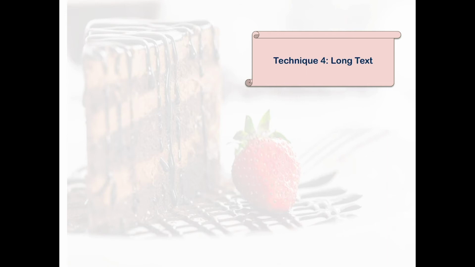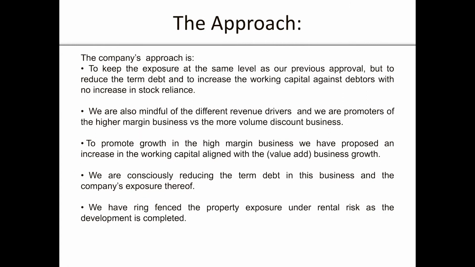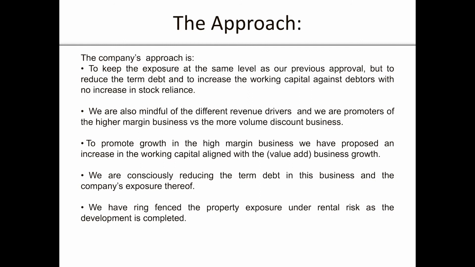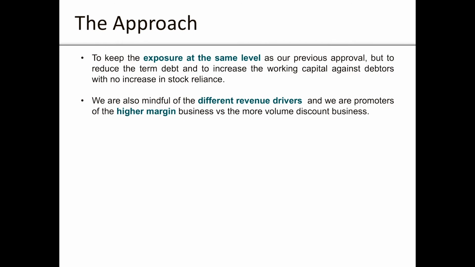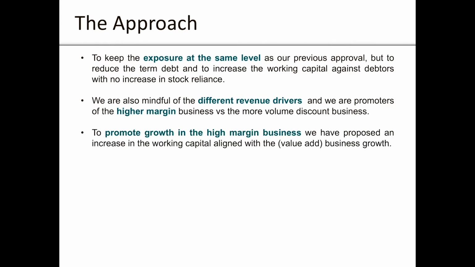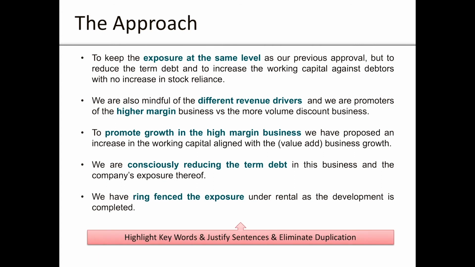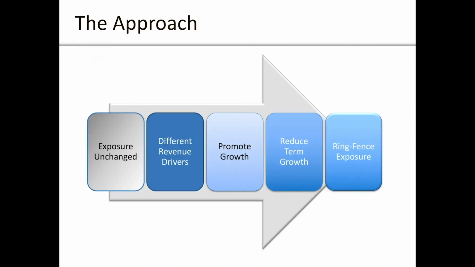Let's now look at our 4th technique, which is long text. This is a mushy chocolate cake slide for me, which is too much information all at once. A better approach is to firstly change the title bar from being in the center to being left aligned, and on a click, each line comes up one at a time with key words within the sentence being highlighted. It's a cleaner approach.